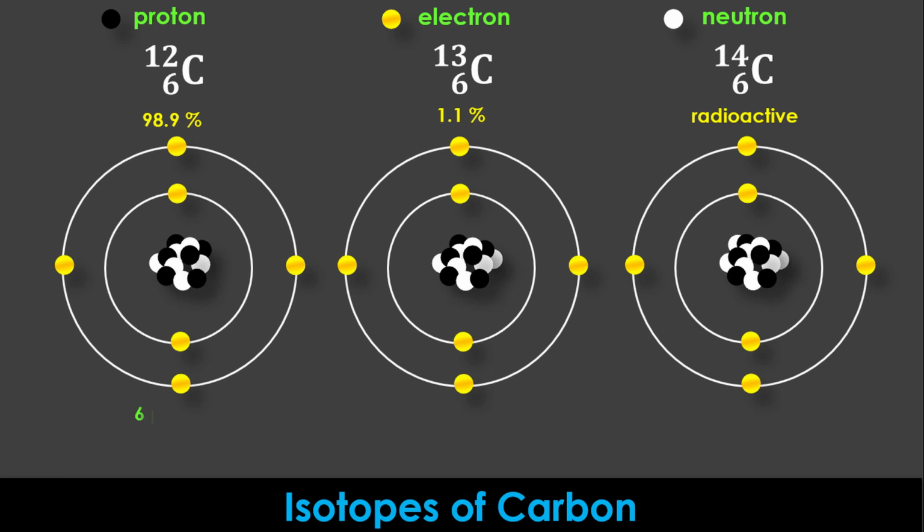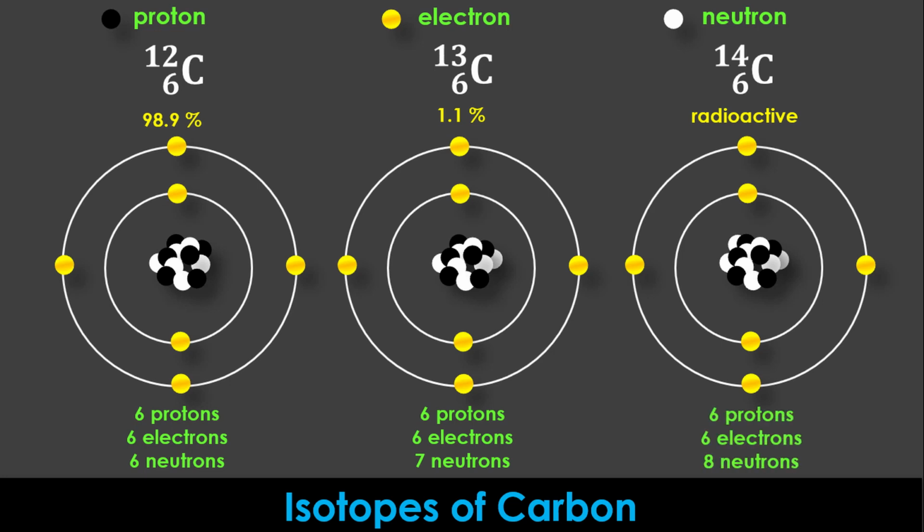Carbon 12 has 6 protons, 6 electrons, and 6 neutrons, and carbon 13 has 6 protons, 6 electrons, and 7 neutrons. Carbon 14 also contains 6 protons and 6 electrons, but has 8 neutrons.